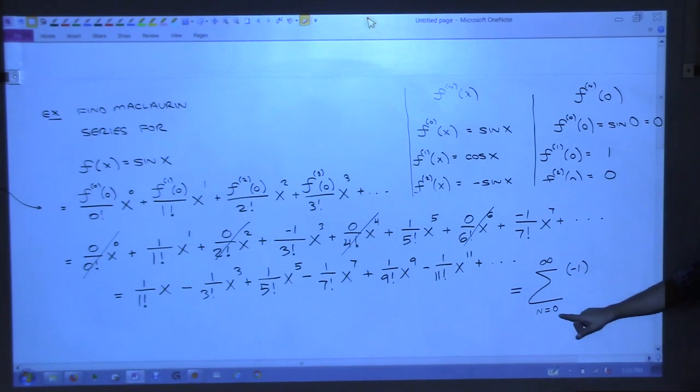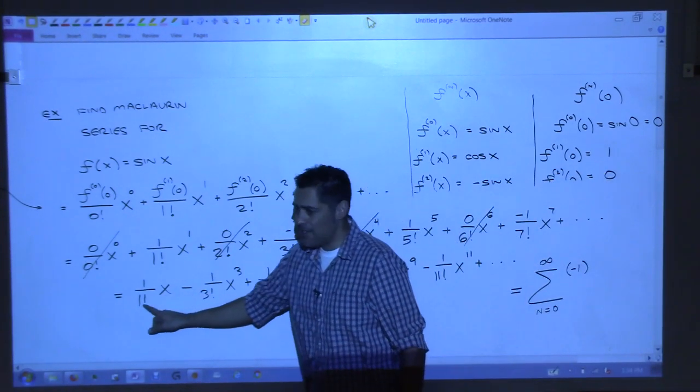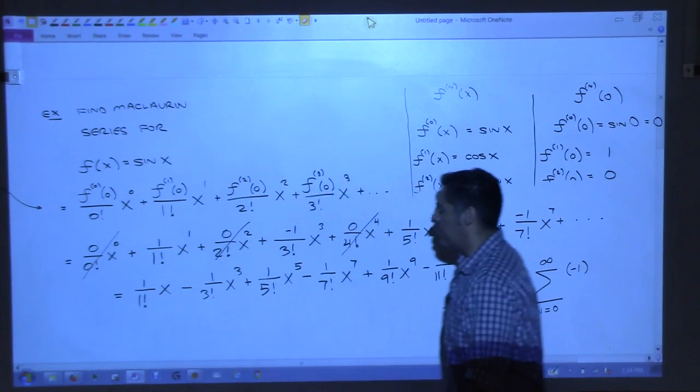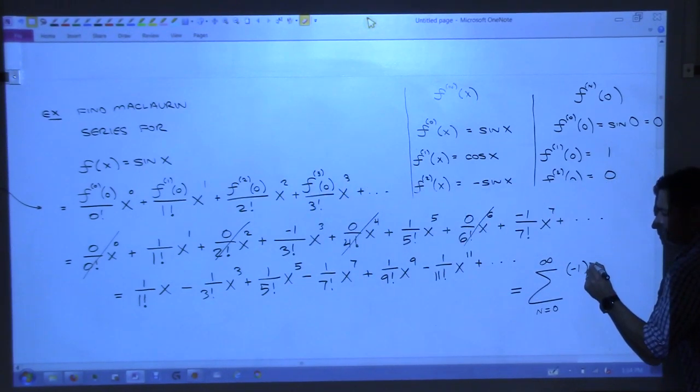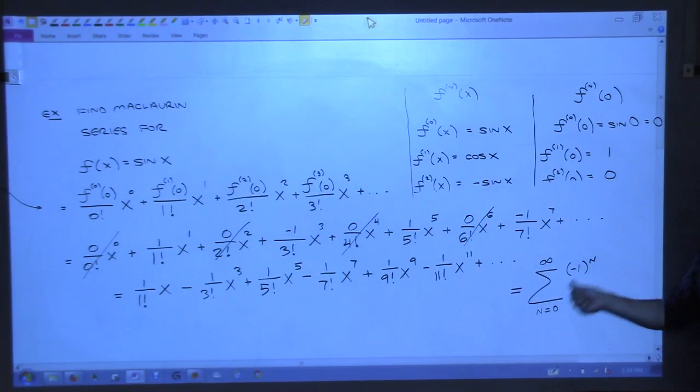You have to pay attention to where we're starting. We're starting at 0 for n. So we want our first term to be positive, which means we should raise this to the n. If we plug in 0, we get 1, but if we plug in 1, we get negative 1. Plug in 2, we get 1. So that works. That's going to make it alternate.